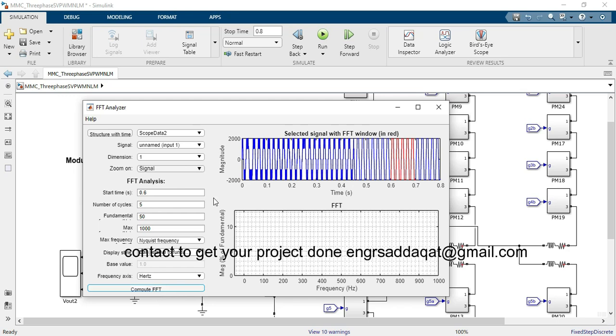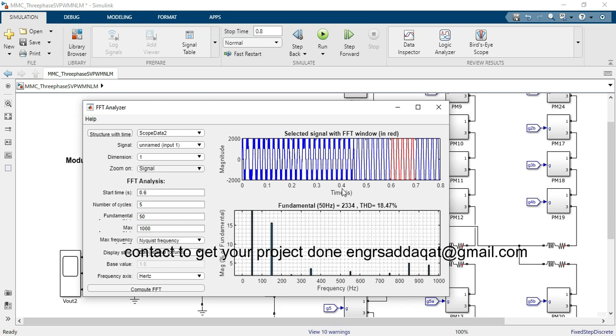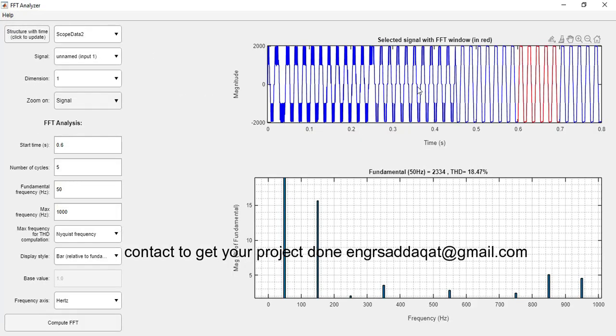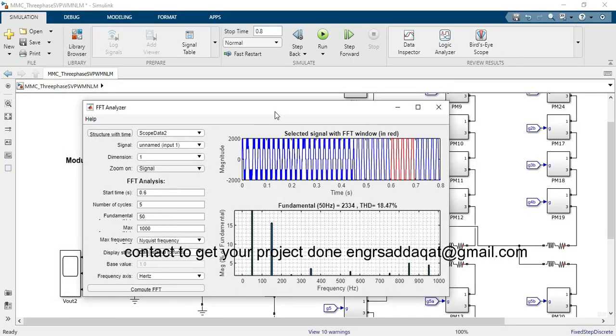I'm making it 0.6 and pressing compute at 50. So with the nearest level modulation, you can see that the THD is 18.4%. Compared to the PWM and space vector, the nearest level modulation gives a more sinusoidal output. So this is the PWM, this is our space vector, and the third one is nearest level modulation.